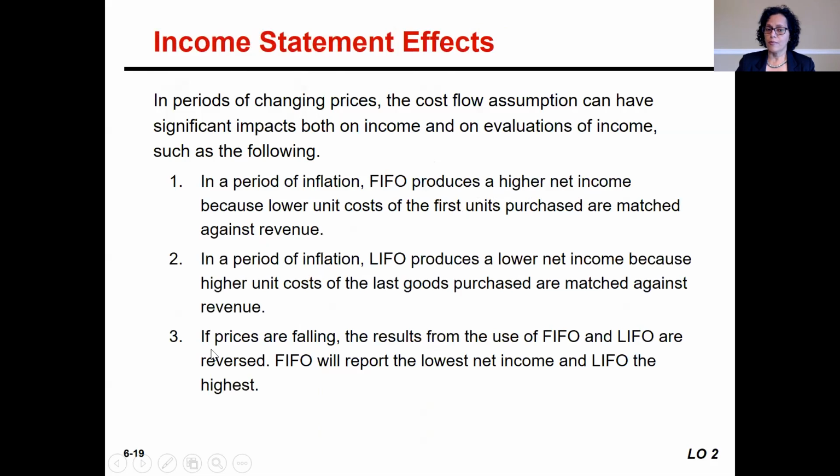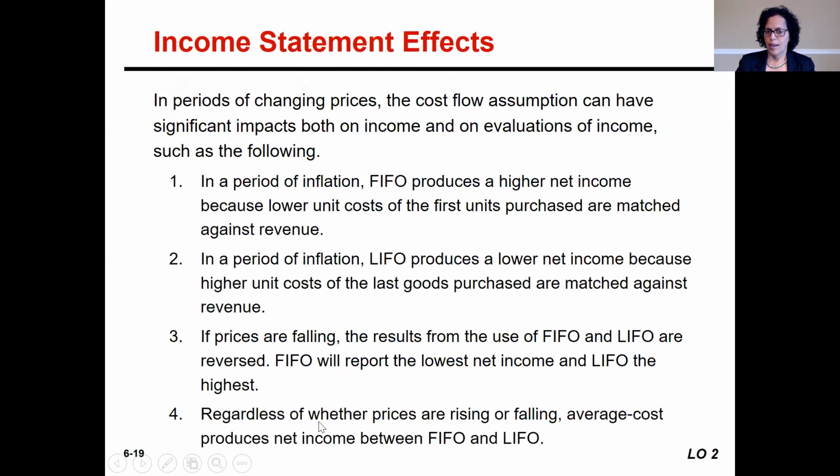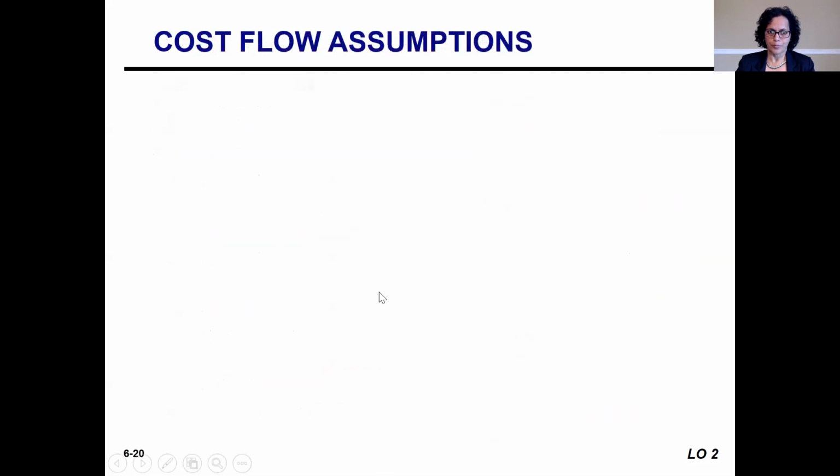In a period where prices are falling, the opposite is going to be true in terms of who produces a higher net income. Regardless of whether prices are falling or rising, average cost will always be between the LIFO and the FIFO number. So it's really interesting to keep this in mind because this kind of dictates a lot of how companies make choices in accounting. It's just numbers, but those numbers can be quite dramatic in terms of how it affects companies and their performance and the expectations of the stock market.